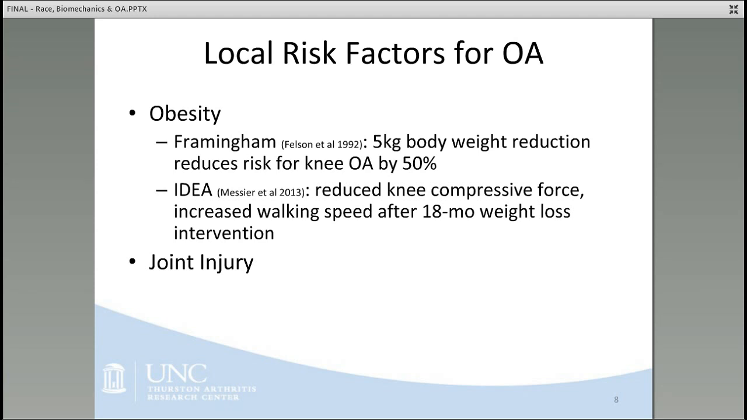Anything that might disturb the structural integrity of the joint, such as ACL injury or meniscal tears, shifting the contact area on the cartilage surface, for instance, can put you at risk.